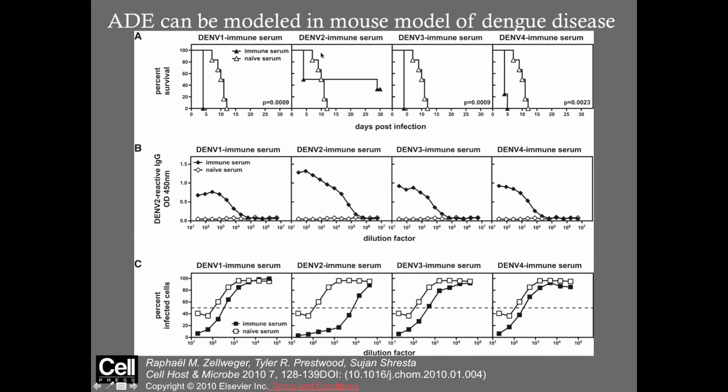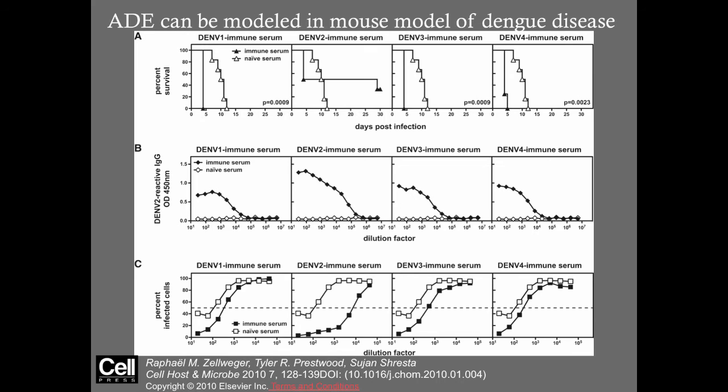So yeah, this strain is dengue 2. If at the time of infection you also give the mice immune serum from mice that had been infected with dengue 2, it's not 100% protective, but about half of your mice are protected. If you give them immune serum from mice that had been infected with dengue 1 or dengue 3 or dengue 4, that's these lines here, then the mice die much more rapidly.